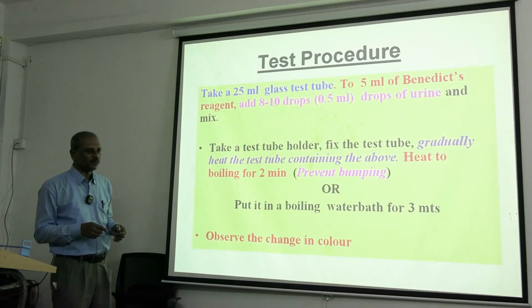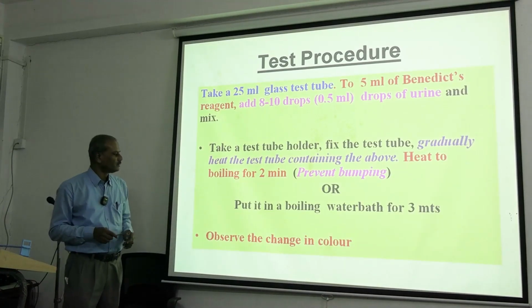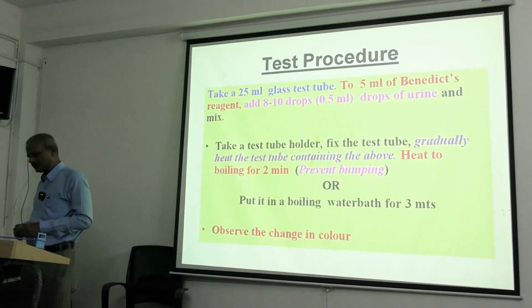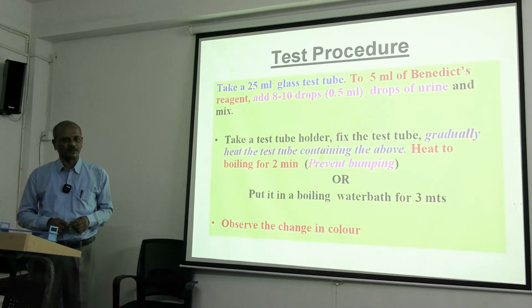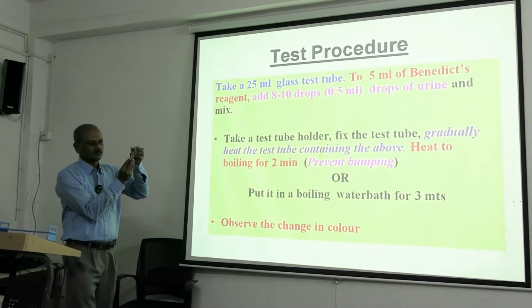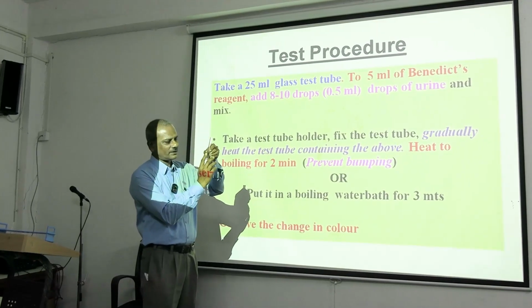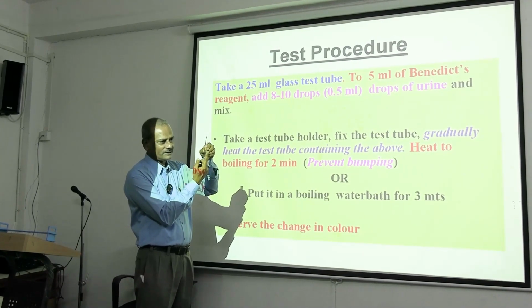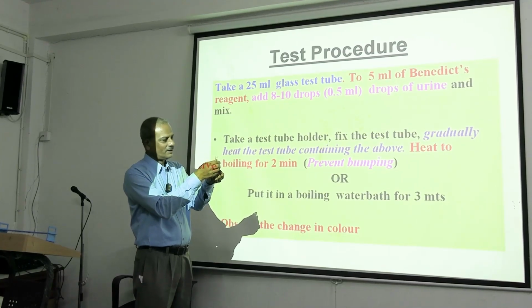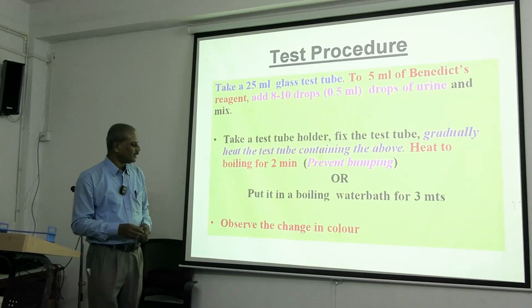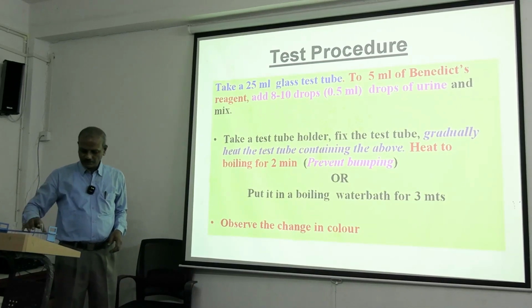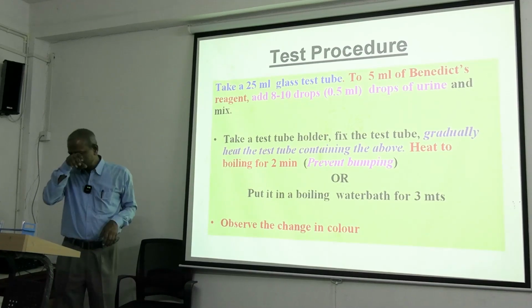Heat to boiling for 2 minutes, that is the standard procedure. Or the best thing is to put it in a boiling water bath for 3 minutes. Three minutes may not be adequate; sometimes 5 minutes are required. Why? Because if you put it in a boiling water bath, this part is cold, and it will take some time for the material inside to get heated. If you put it directly in a flame, you get direct heat, which is why extra time is needed in the water bath. Now after that, you cool it. Allow it to cool down, and then observe the change of color.